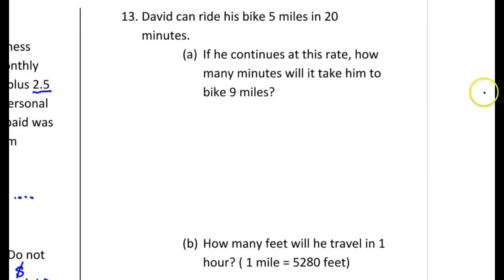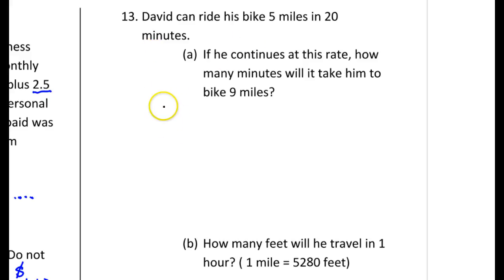Alright, so David can ride his bike 5 miles in 20 minutes. Continues this rate. How many minutes will it take him to do 9 miles? Okay, now this is basically the same setup as number 12. You can see instead of running, it's riding a bike. Instead of 3 miles in 45 minutes, it's 5 miles in 20 minutes. So the steps are very similar for number 12 and number 13. Okay. Now if you want to try it a slightly different way, we can do that as well.